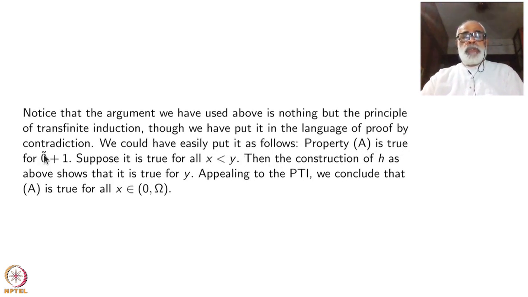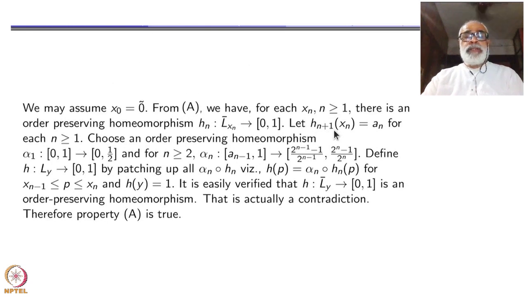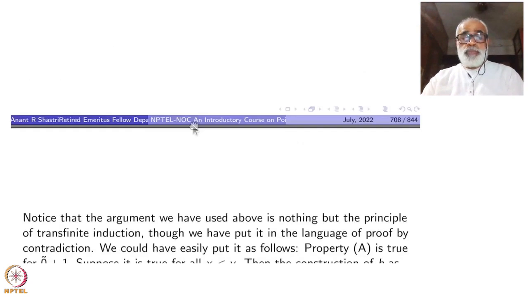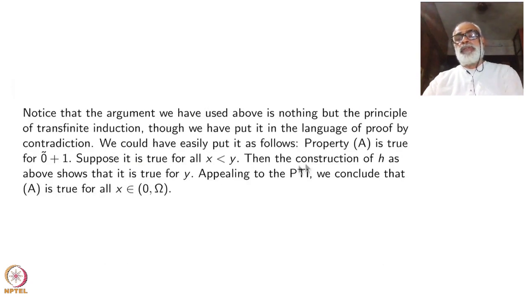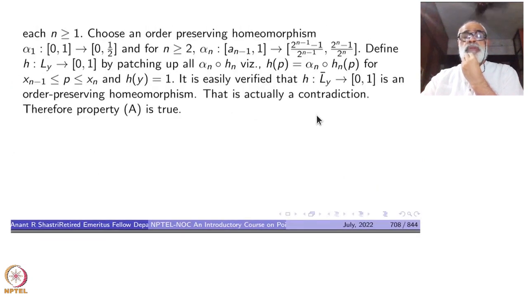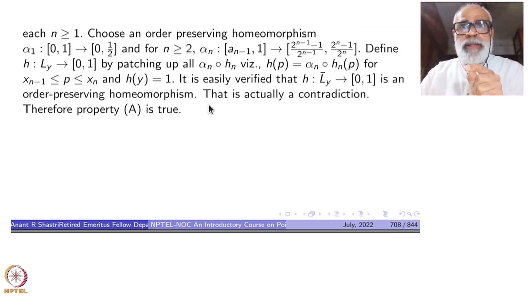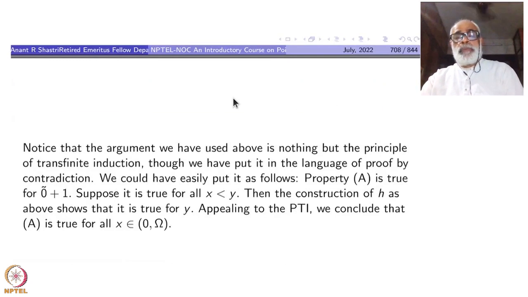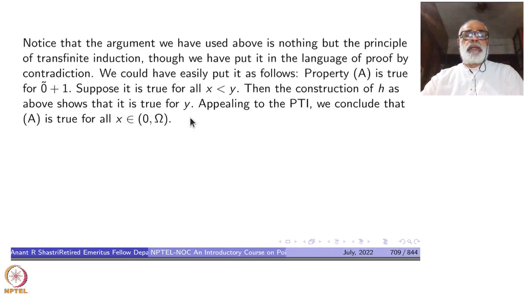Property A is true for 0 twiddle plus 1. That is easy to verify. Suppose it is true for all x less than y, then the construction of H as above shows that it is true for Y. That step we of course have to do: assuming it is true for all x less than y, you prove it for Y. Then it will follow that it is true for all. Here we have used a different language. Suppose it is not true, and then take a least such element. In other words, we have used the well ordering principle there, so we do not have to go up to the principle of transfinite induction, that is all.